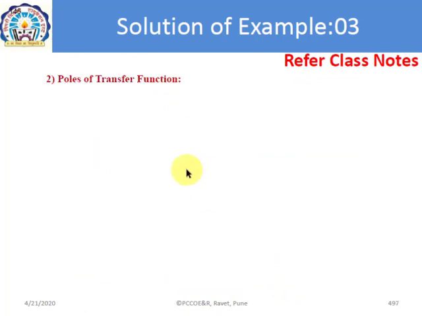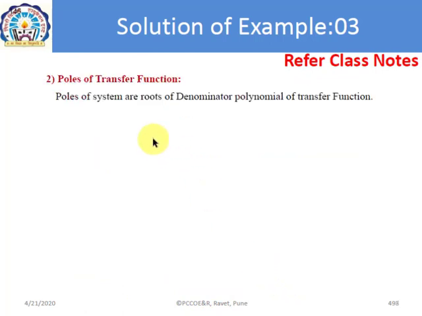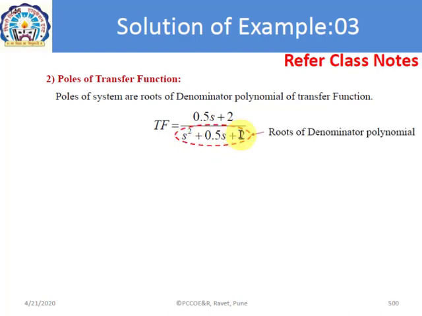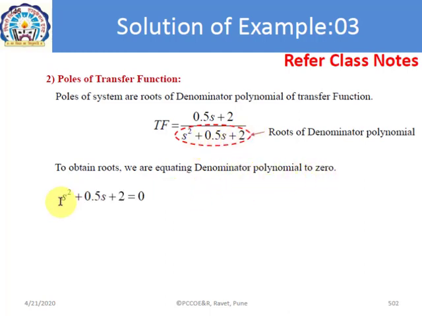Now to find the poles of the transfer function: the poles of a system are the roots of the denominator polynomial. To obtain the roots, we equate the denominator polynomial to 0. So s^2 + 0.5s + 2 = 0. Solving this quadratic equation, you will get 2 roots since the power is 2. So s1,2 = -0.25 ± 1.392j. This is a complex conjugate pair.